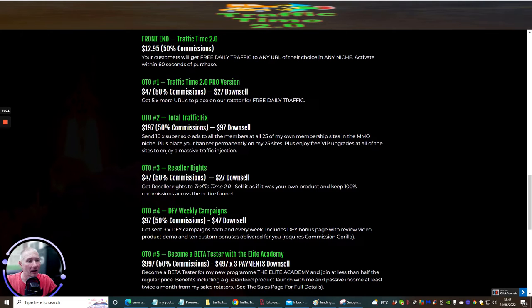Okay, so OTO3 is reseller rights at $47 with a downsell of $27. Now, I'm always banging on about reseller rights because you don't have to worry about doing the actual storage of your software. Okay, now what do I mean by that? Well, what I mean is that the hosting is all taken care of. What the hosting basically is, is like a server, and that's where all the sales pages are, where the actual members page is and everything else, okay?